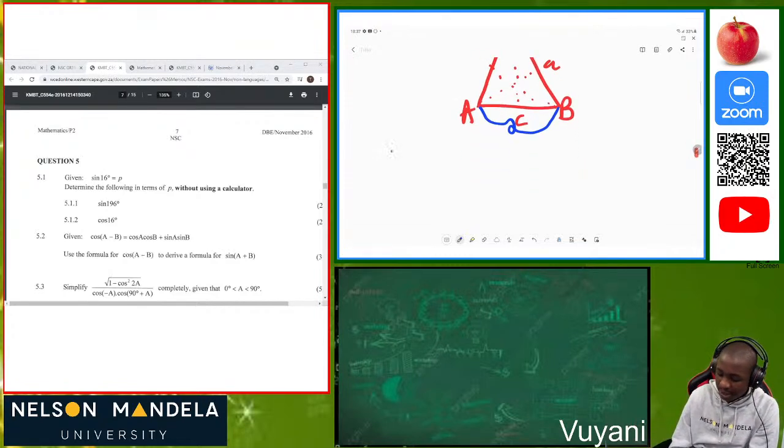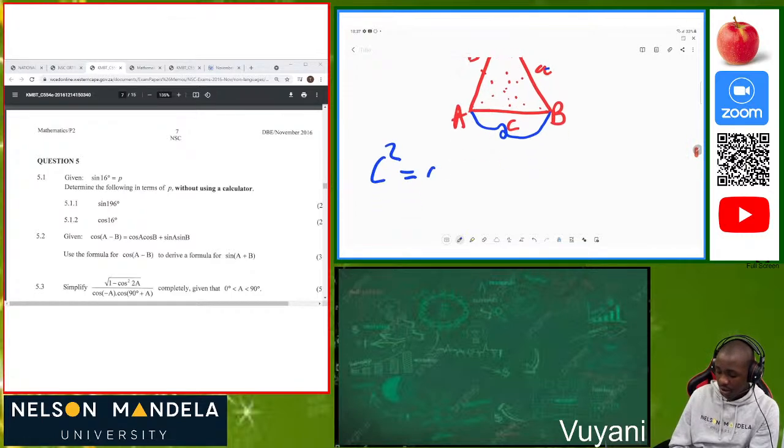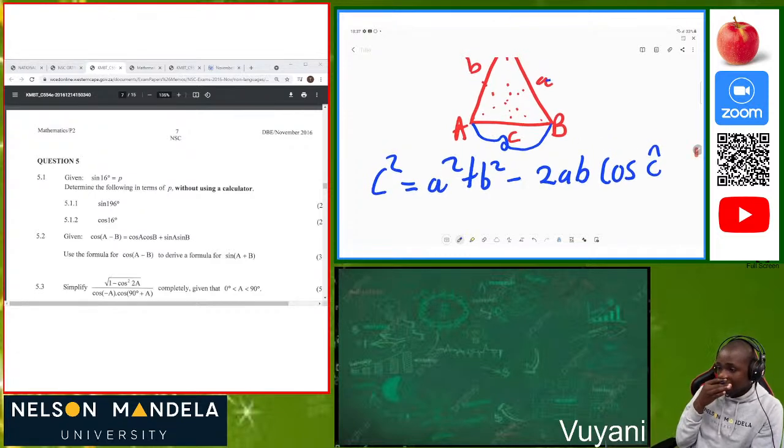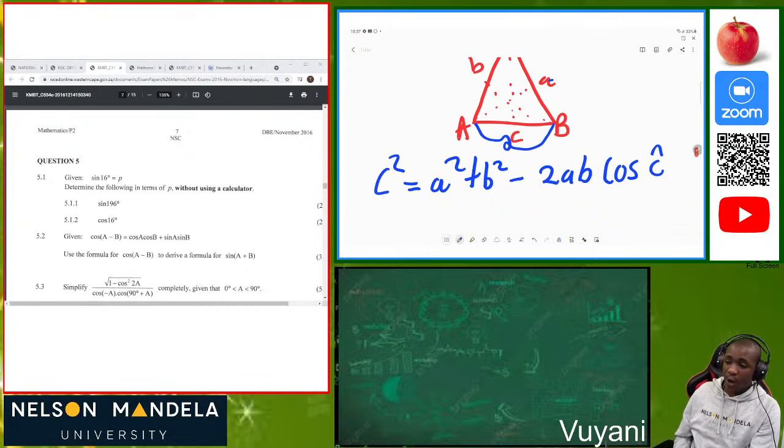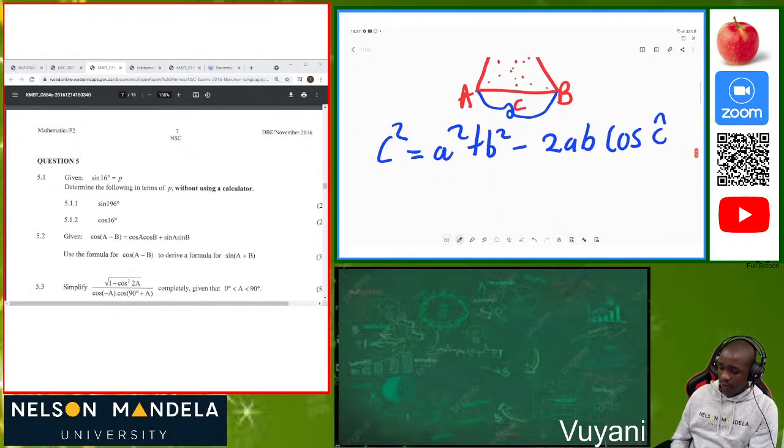So for instance, this one we want c. We want to calculate the side c. So c squared is always equal to these two, which are supporting the angle: a squared plus b squared minus 2ab cos of angle C. So this is our cosine rule.